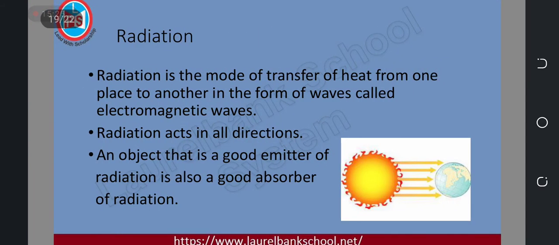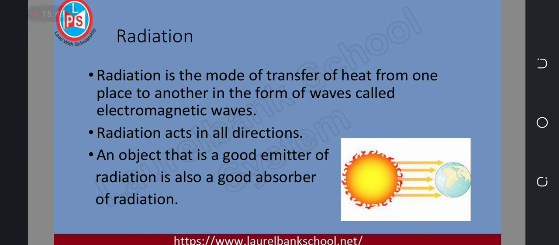Now I am going to tell you about radiation. Radiation is the third method by which heat can be transferred from one place to another place. In this case, we will observe that the heat is transferred from one place to another in the form of waves that are known as electromagnetic waves.